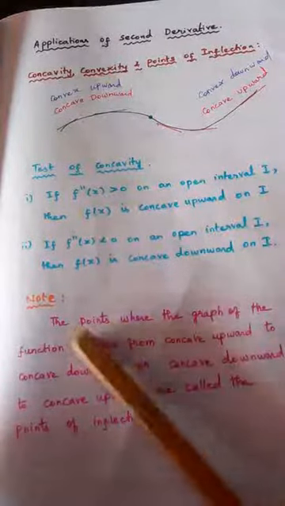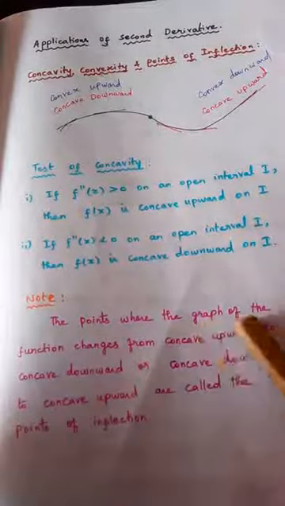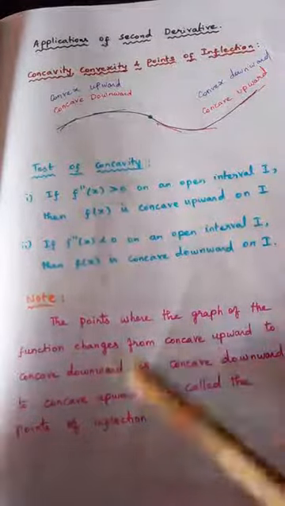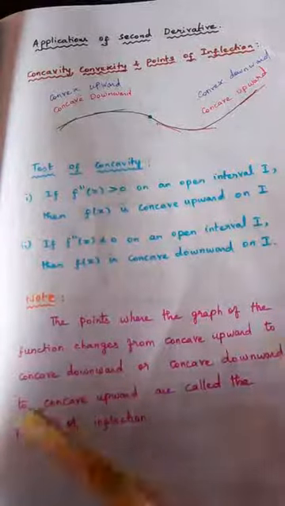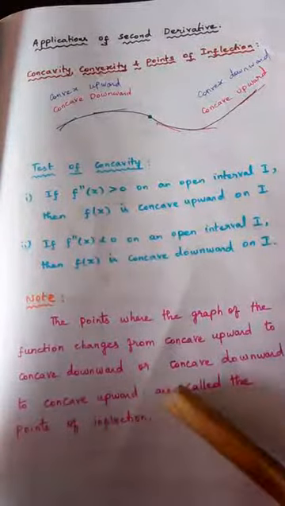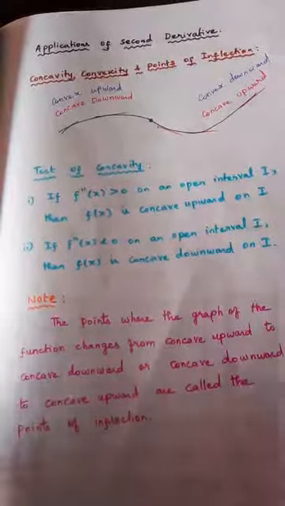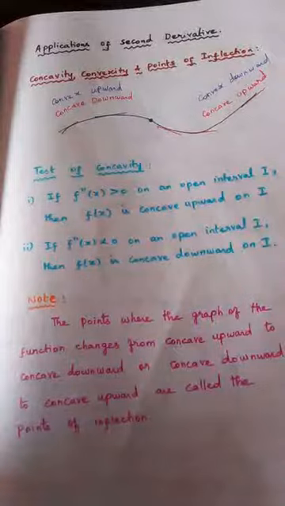Now you read the note. The points where the graph of the function changes from concave upward to concave downward or concave downward to concave upward are called points of inflection. So try to understand everything. Based on this, we will see a few problems now.